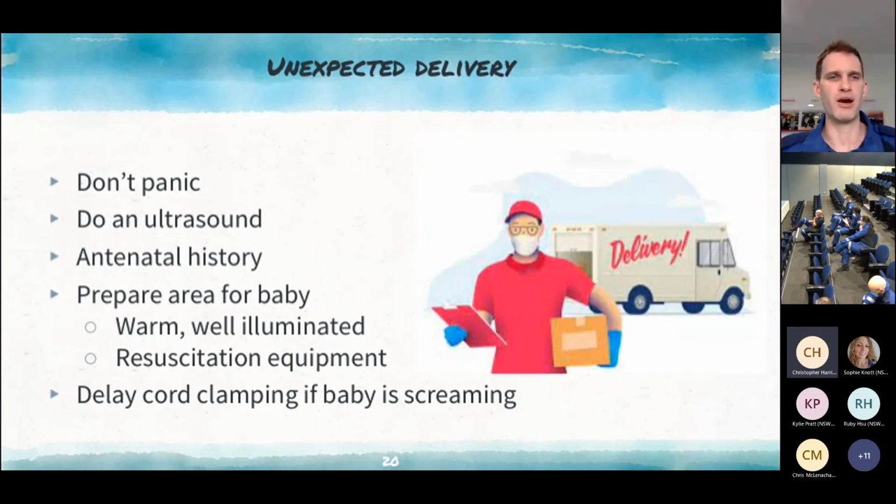And then preparing the area, having an area for resuscitation with a warm, well-lit area and all the equipment that we need for neonatal resuscitation, which I won't be going into in this talk.